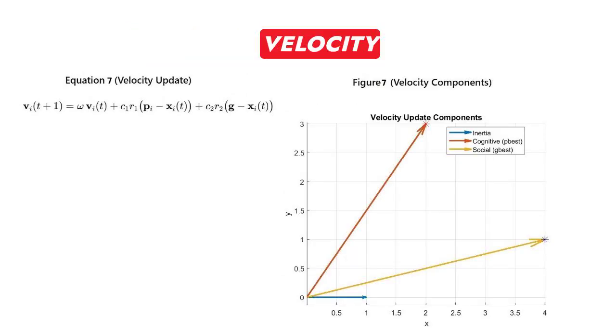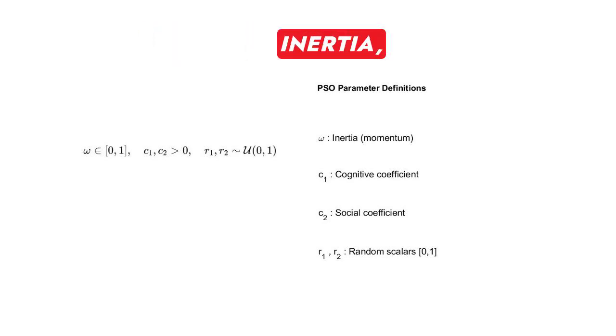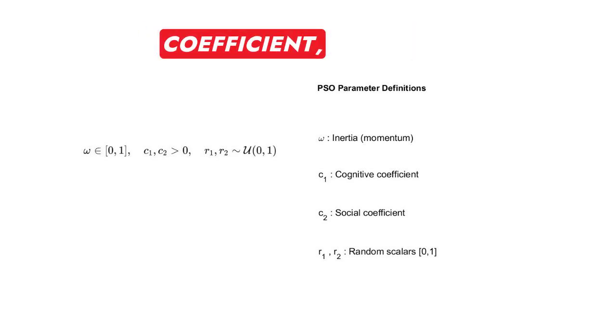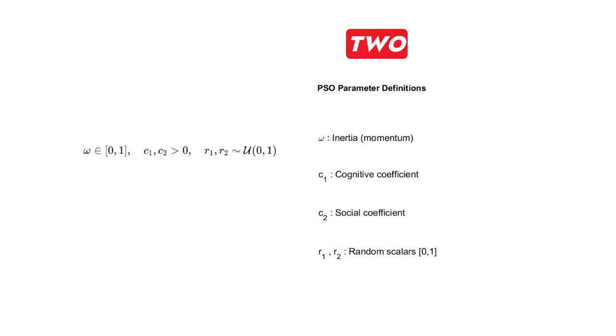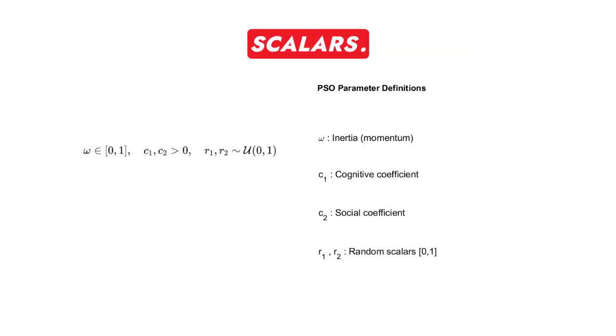The core velocity update is v equals w times v plus c1, r1 times p best minus x, plus c2, r2 times g best minus x. Here w is inertia, c1 is the cognitive coefficient, c2 the social coefficient, and r1, r2 are random scalars.